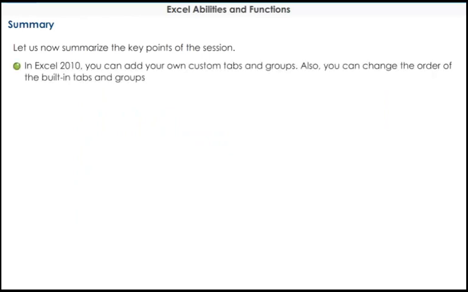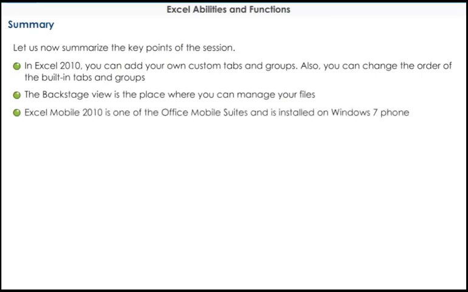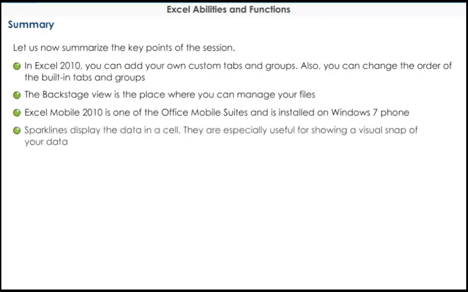Let us now summarize the key points of the session. In Excel 2010, you can add your own custom tabs and groups. Also, you can change the order of the built-in tabs and groups. The Backstage view is the place where you can manage your files. Excel Mobile 2010 is one of the Office mobile suites and is installed on Windows 7 phone. Sparklines display the data in a cell. They are especially useful for showing a visual snapshot of your data.